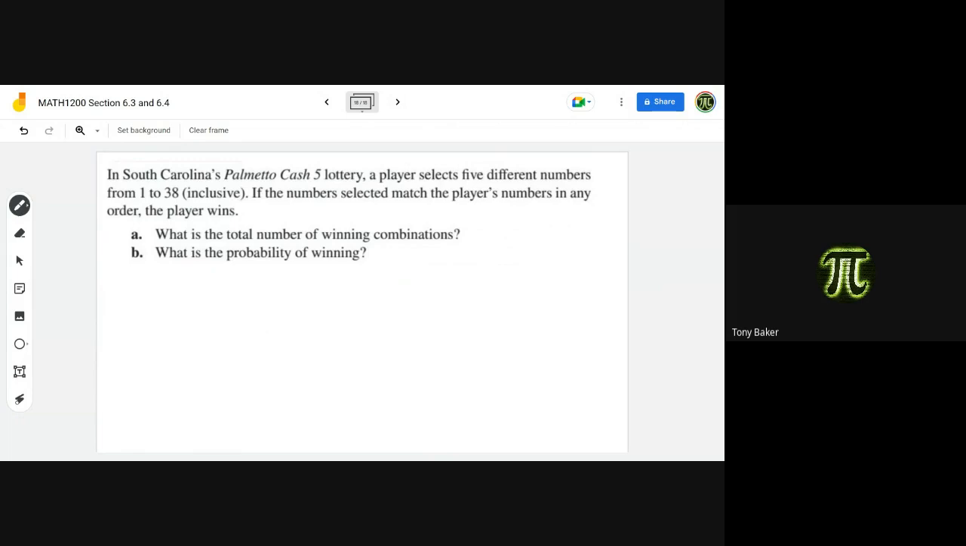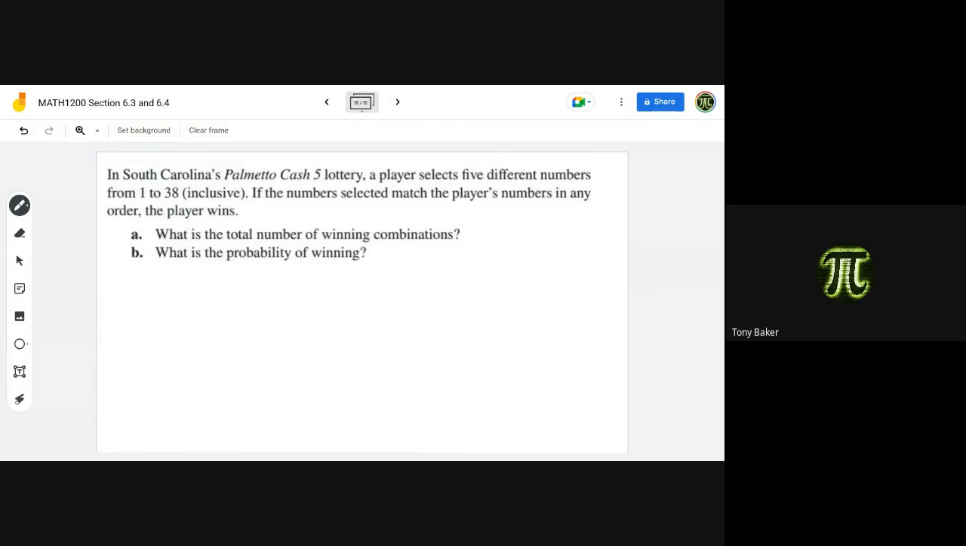Let's look at the lottery. And then we'll do the Powerball. All right. So in South Carolina, Palmetto Cash, we have the same thing up here. A player selects 5 different numbers. Okay. Does everybody in here know how the lottery works? If you go to the store, they give you the little piece, and you can pick your quick pick or you can pick your numbers. You can't pick the same number twice.